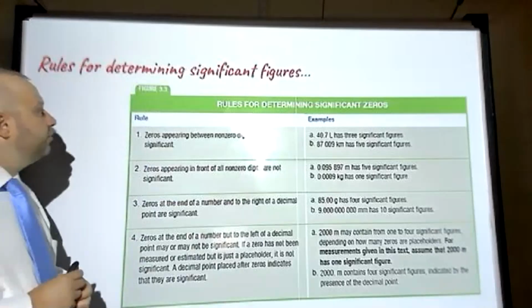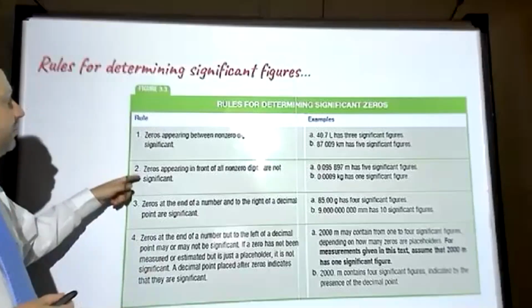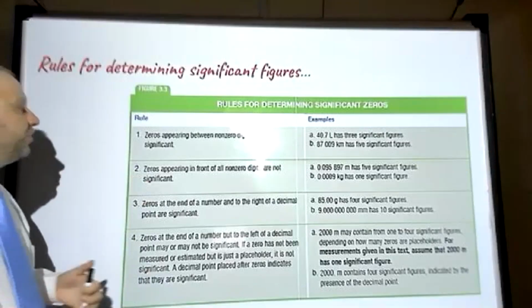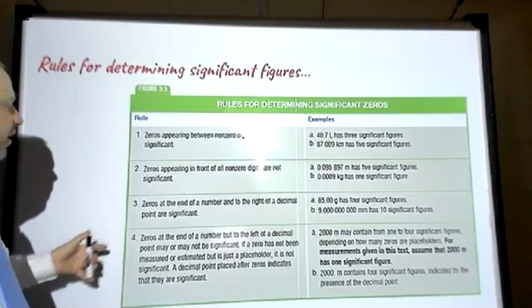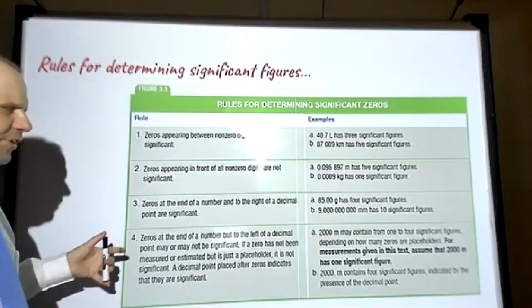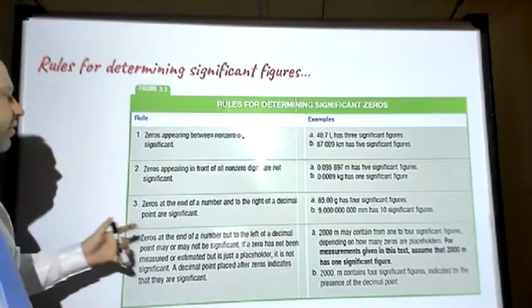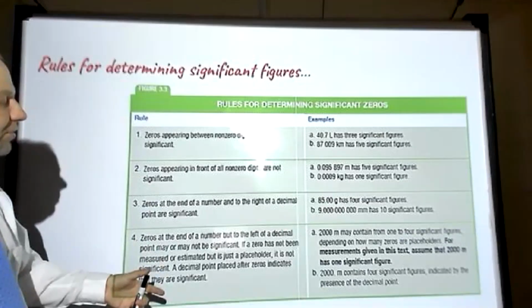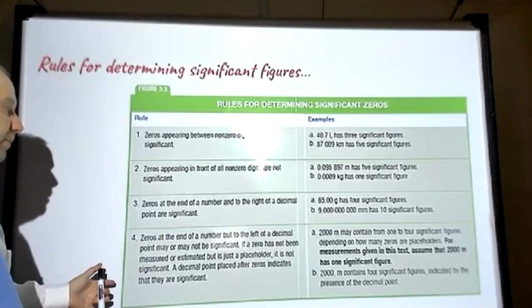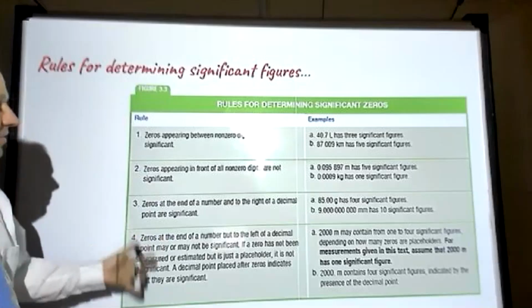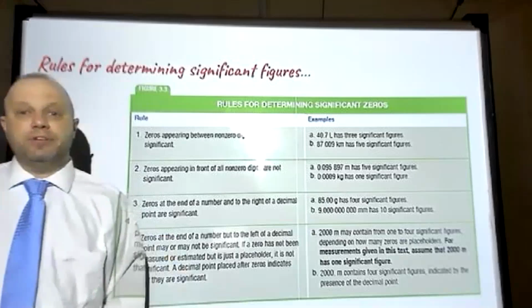The first rule: zeros appearing between non-zero digits are significant. Zeros appearing in front of all non-zero digits are not significant. Zeros at the end of a number and to the right of a decimal point are significant. And zeros at the end of a number but to the left of a decimal point may or may not be significant. If a zero has not been measured or is estimated but may just be a placeholder, it's not significant. But a decimal point placed after the zeros indicates that they are significant.